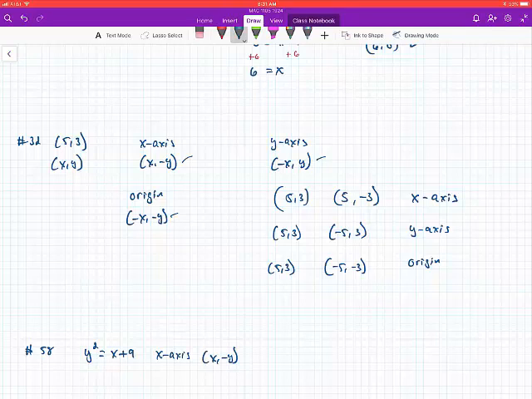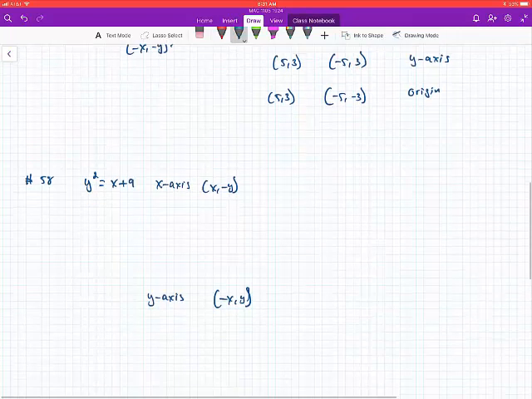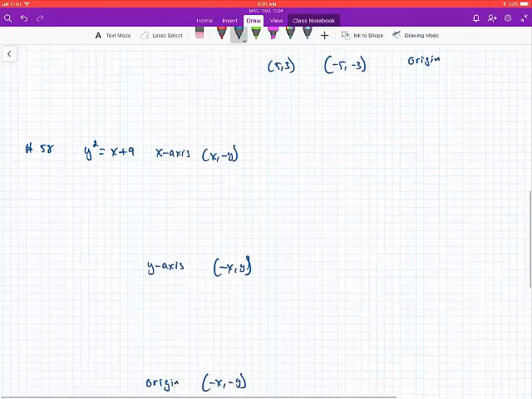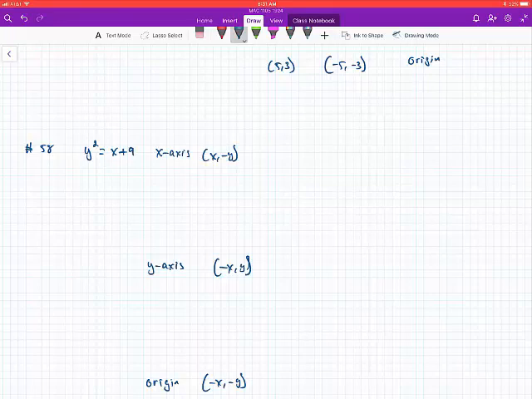All right, let's go down to number 58. Let me read the instructions here from the textbook. In number 58, it says list the intercepts and test for symmetry. For this particular one, what we're going to do first is find the intercepts.